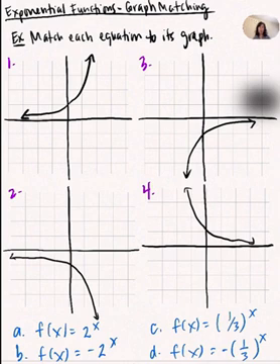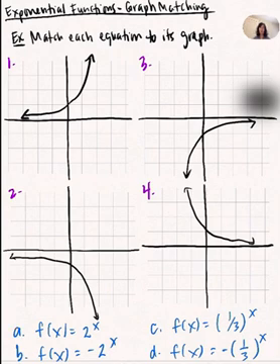So in this problem, we have four graphs and four equations, and we're going to figure out which graph goes with which equation. So let's take a look. Now, here are our graphs, 1, 2, 3, and 4, and our equations are down here, A, B, C, and D.